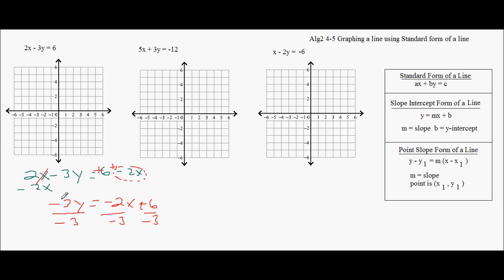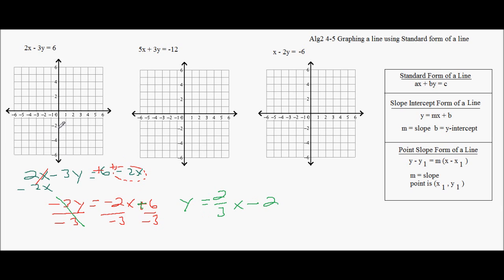When I divide this by -3 and cancel this guy out, I have to keep the equation in balance, so I have to multiply everything by -3, divide everything by -3. So I get y equals, and these two negatives make a positive, 2/3 x minus 2. Subtract 2. This minus turns this plus into a subtract. 6 divided by 3 is 2.